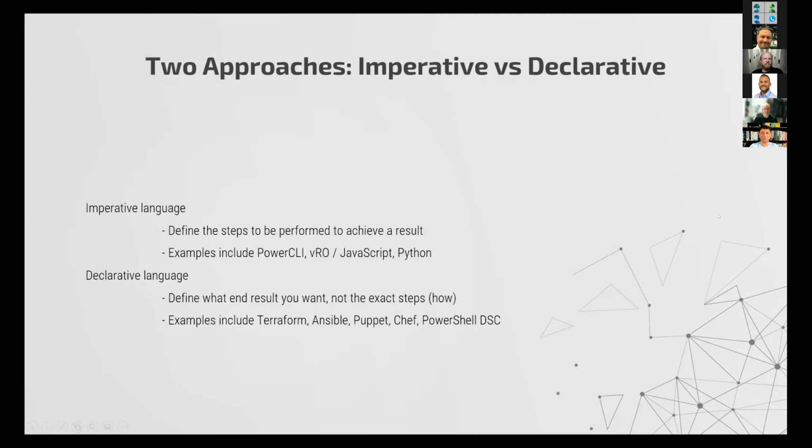So there's two approaches, I guess, to automation in general. The first being imperative, the second being declarative language. Imperative language is where you define the steps to achieve something. This could be PowerCLI, JavaScript or vRO, Python, all those sort of languages. The other side of things is declarative language, which is where you specify what you want your end result to be, not the steps on how to get there. Examples of this are, of course, Terraform, Ansible, Puppet, Chef, and PowerShell desired state configuration.